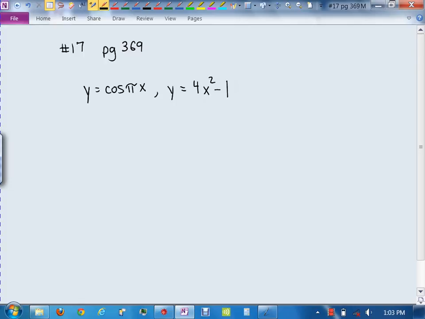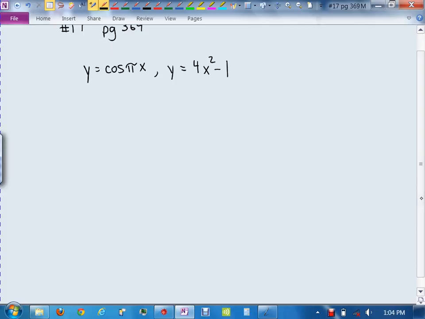Okay, let's go ahead and get started. I've been asked to go over number 17 on page 369, right? This is the one. And so the instructions, this section 7.1 is asking for the area of the region bounded by the curves. Sketch the region enclosed by the given curves, find its area. So I've got to know what cosine pi x looks like first, and then I've got to know what 4x squared minus 1 looks like.